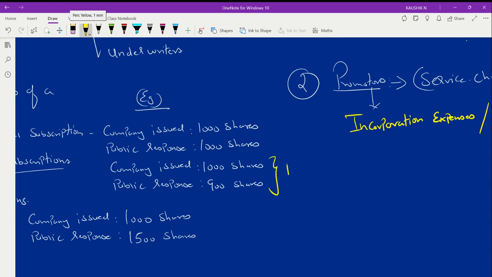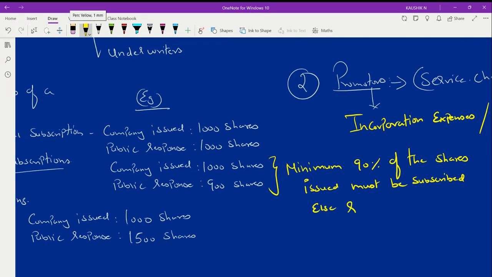Minimum 90 percentage of the shares issued must be subscribed, else refund the amount back. This is a checklist which you have to check in case of under subscription cases.